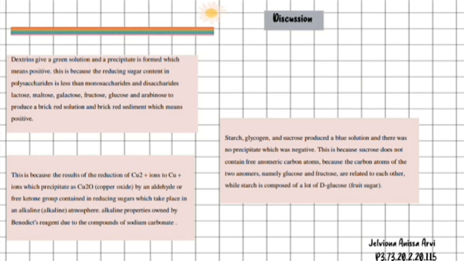fruit sugar. And then the lactose, maltose, galactose, fructose, glucose, and arabinose solutions produce a brick red solution and brick red sediment, which means positive. This is because of the reduction of Cu2+ ions to Cu+ ions, which precipitate as Cu2O or copper oxide by an aldehyde or free ketone group contained in reducing sugar, which takes place in an alkaline atmosphere, the alkaline property owned by Benedict reagent due to the compound of sodium carbonate.